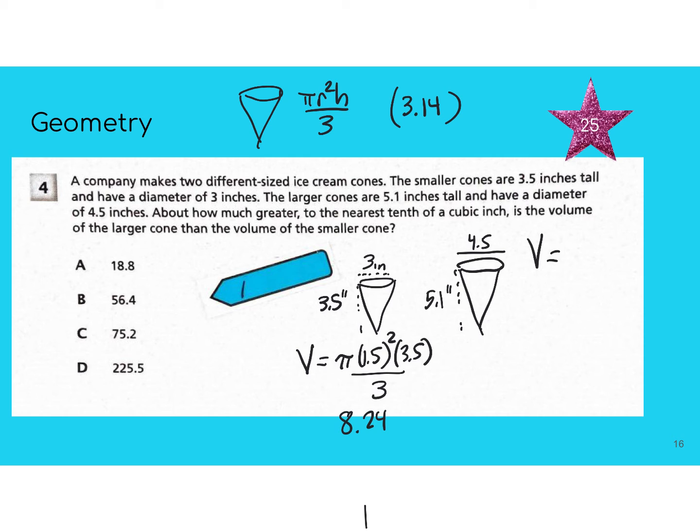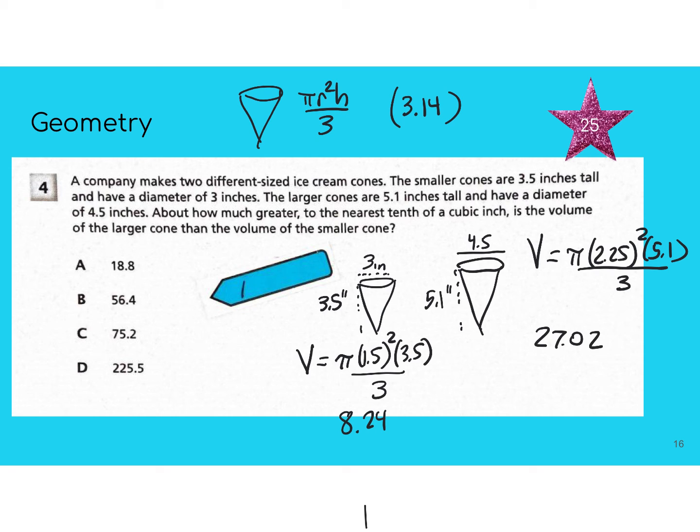I'll do that again for the second cone. So volume equals pi. 4.5, you have to cut it in half. That's the diameter. So you'll get 2.25 squared times your height, 5.1, all divided by 3. You can write each step out, or you can go straight to your calculator or your calculator tool that comes up. So 2.25 squared gives you 5.0625 times 5.1 times pi, or 3.14, gives you 81.07 divided by 3 will give you 27.02.